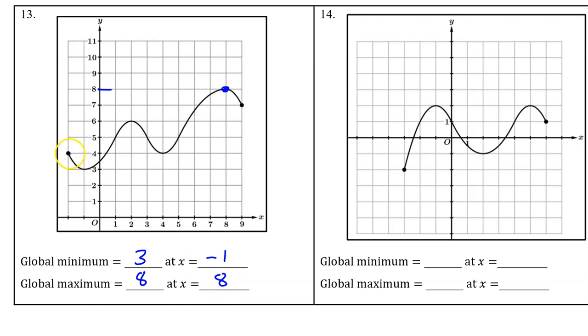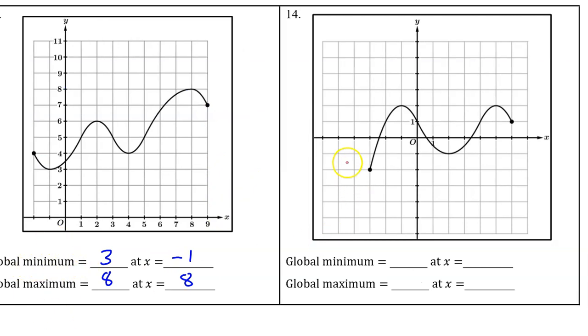Notice that this is not an arrow. If this had been an arrow, then there would be no global maximum, because that would mean the graph would go up forever. If there had been an arrow right here, that would mean the graph went down forever and there would be no global minimum. Number 14, global minimum.